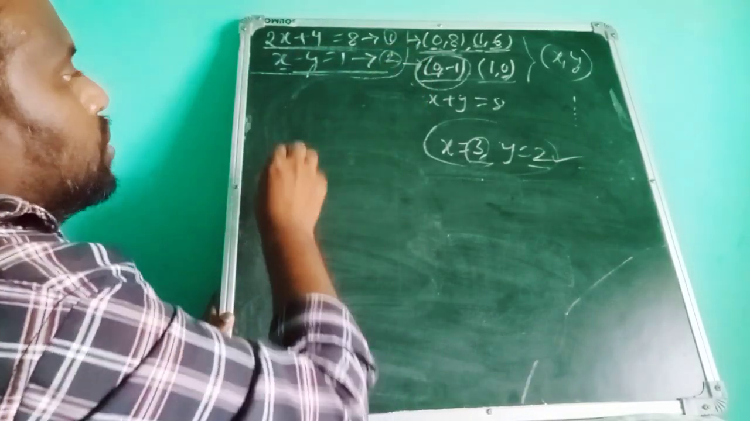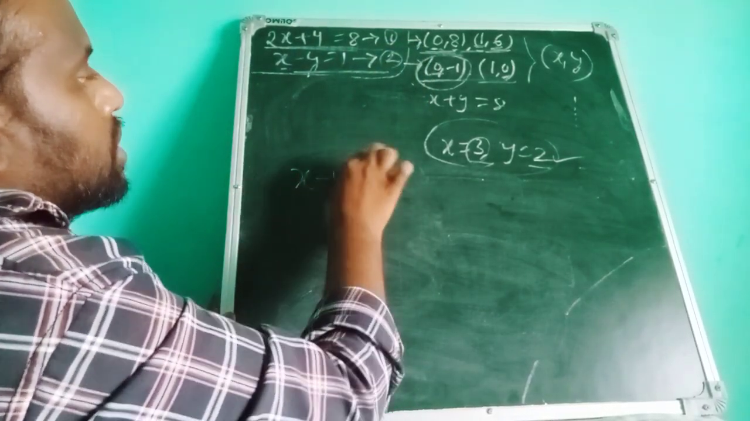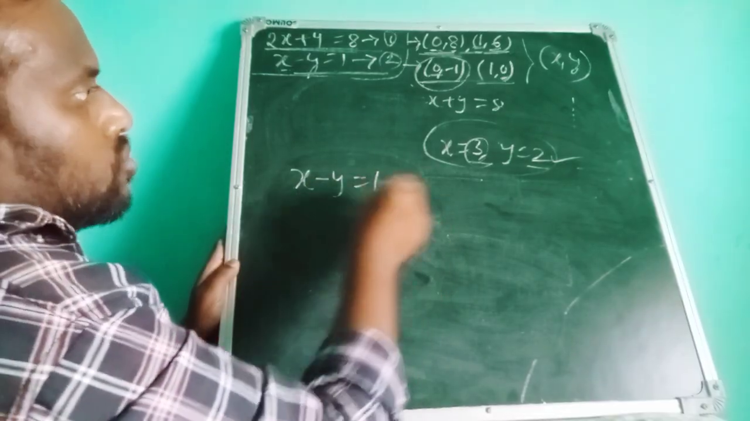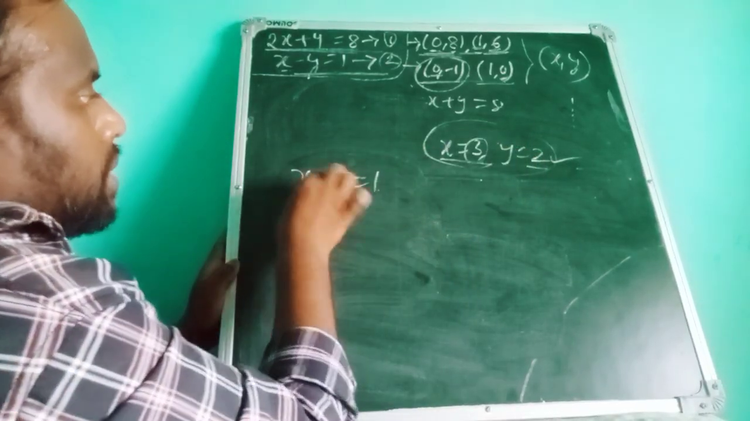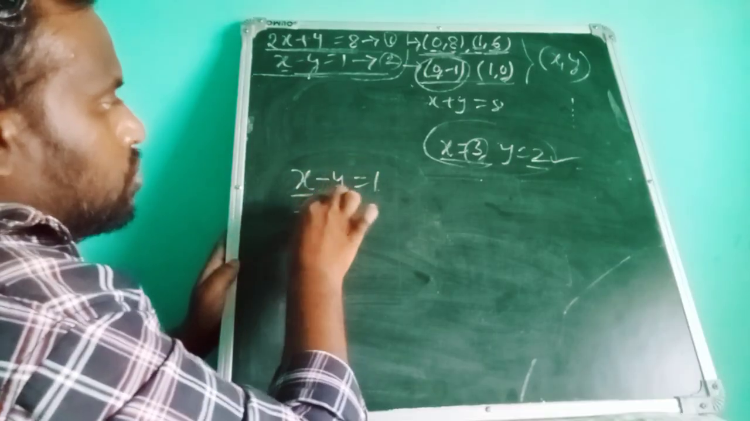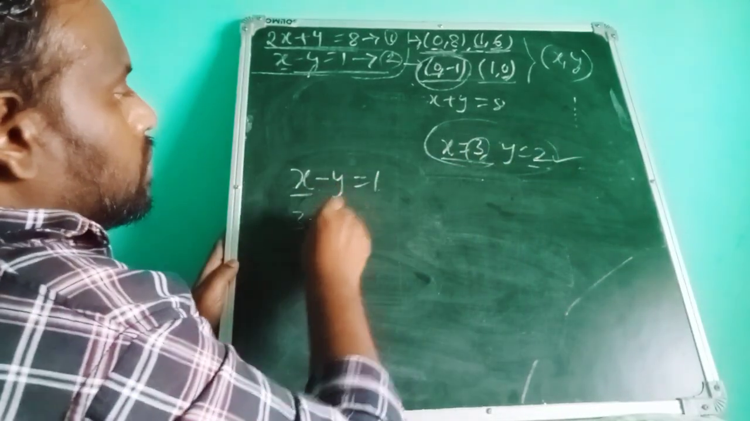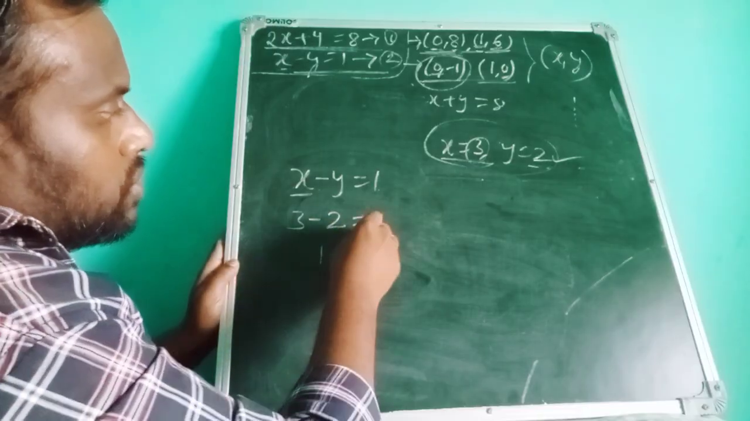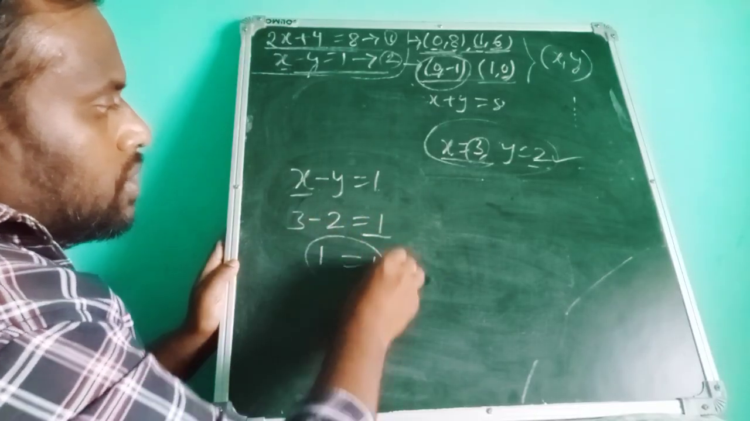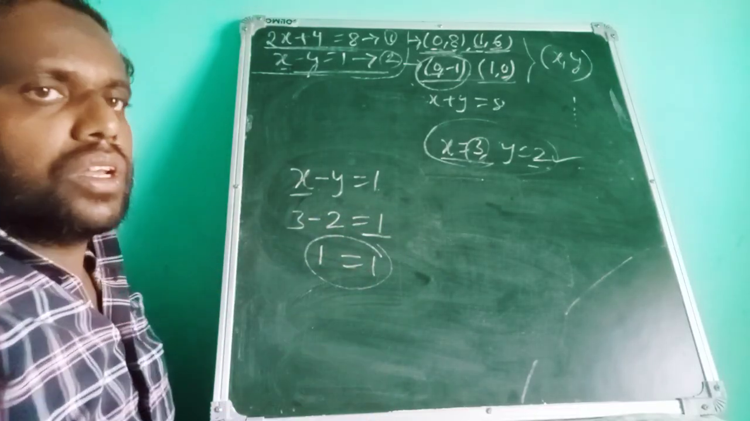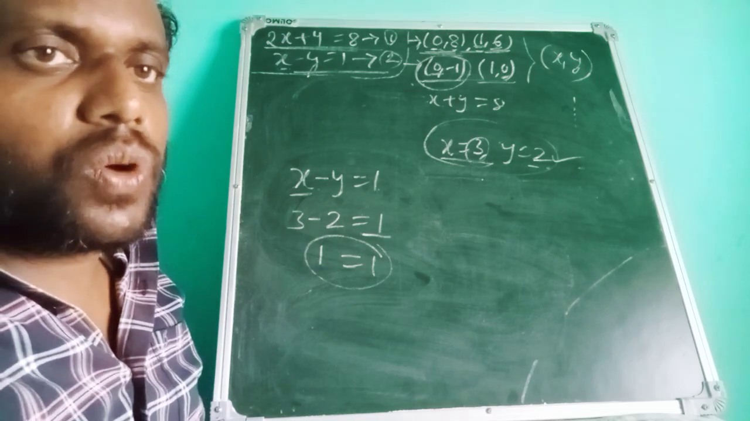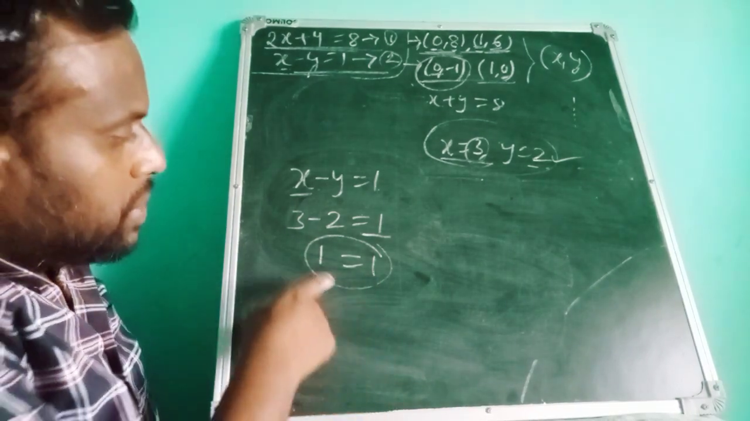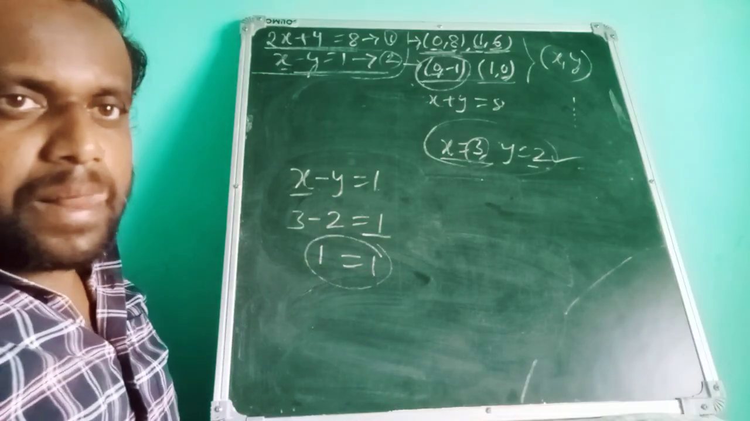So take equation 2, x minus y is equal to 1. Substitute x and y values. So x is equal to 3. In place of x, 3, minus, in place of y, 2, is equal to 1. So 3 minus 2 is 1. So is equal to 1. See, we got 1 is equal to 1. That means LHS is equal to RHS. So 1 is equal to 1 is correct only, because 1 is equal to 1 only.